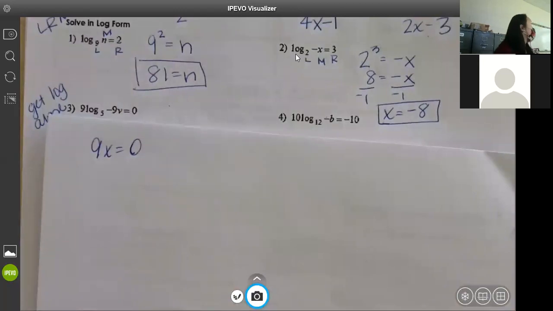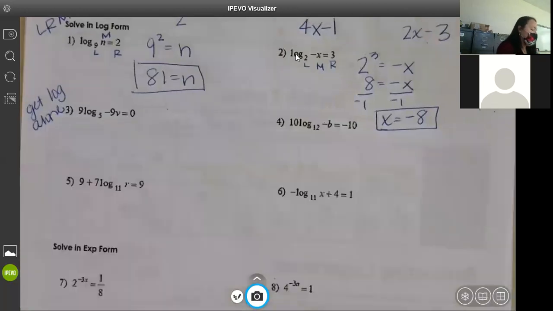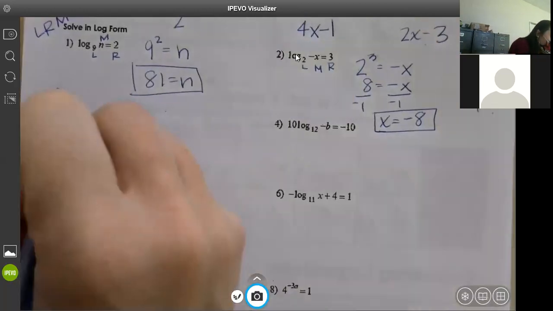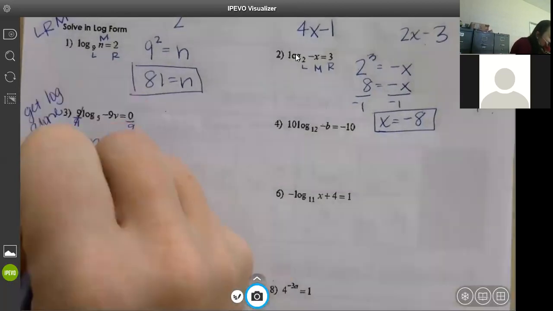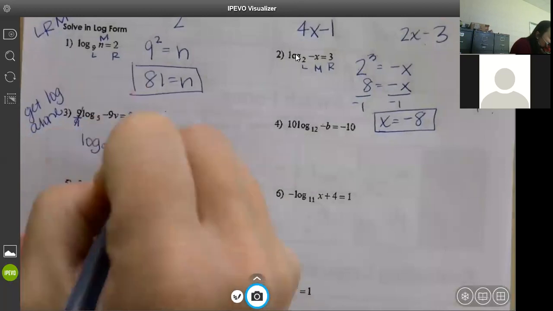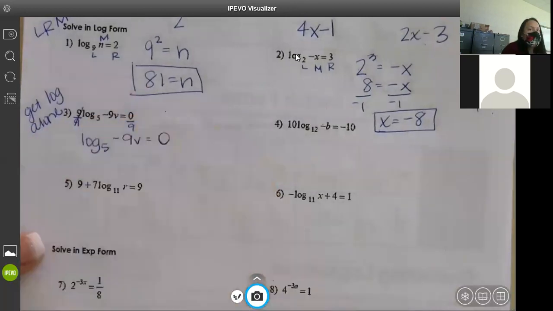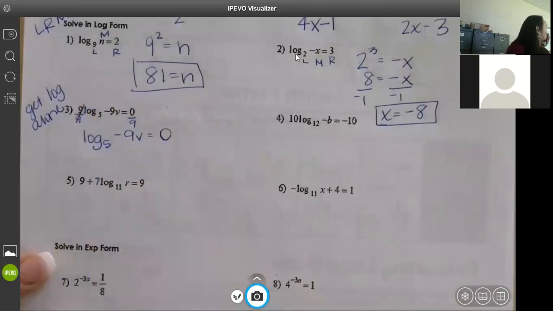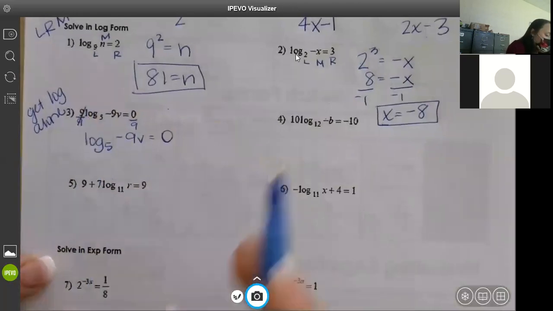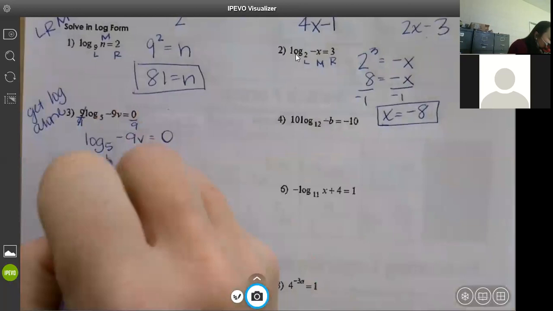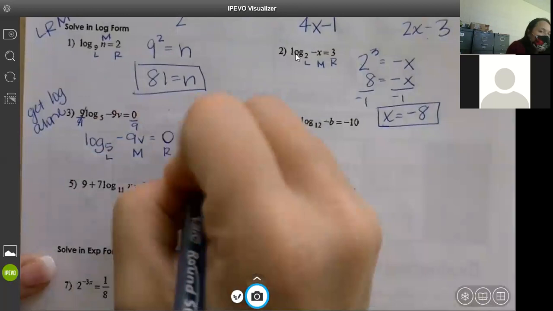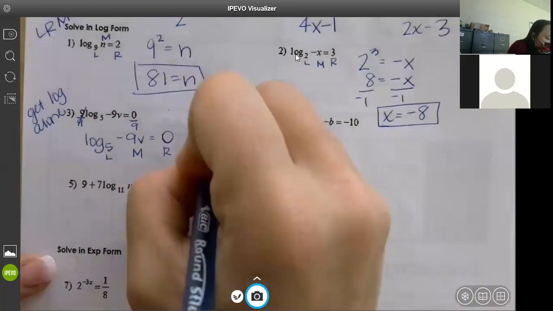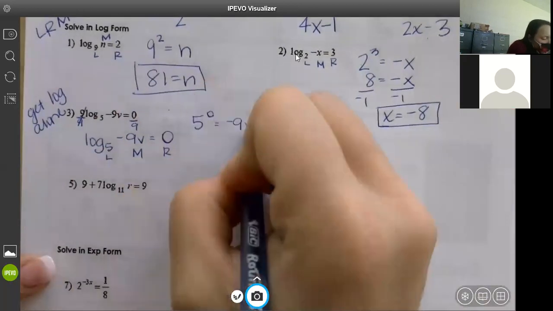Just divide by 9. It's not a hard question. It's a serious question, okay? Divide by 9. So to get rid of that 9 in front right there, we're going to divide it out so we don't have to worry about it. That leaves us with log base 5 of -9v equals 0. Now it just looks like 1 and 2 because I got rid of that 9. So 1 and 2. So we're going to do left, right, and middle. Left is your base. Right is your power equal to the middle.